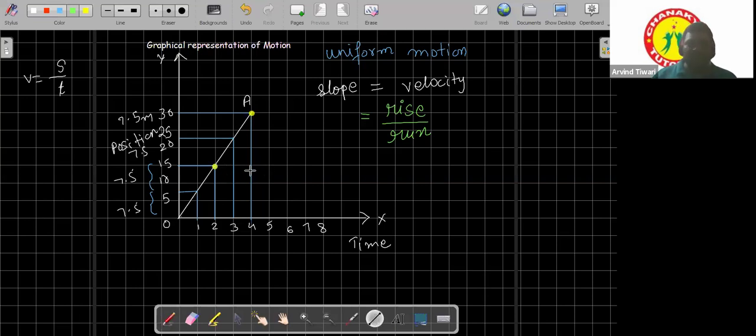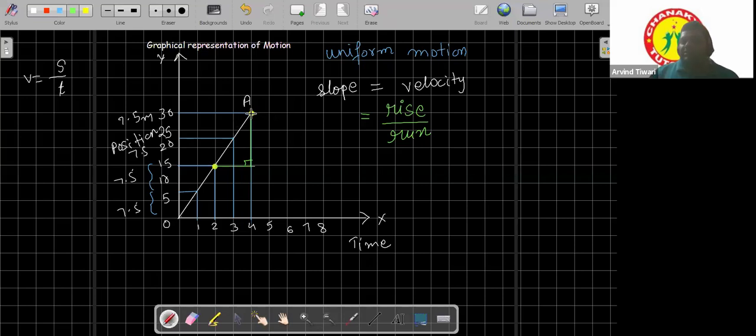So if I take these 2 points, I can complete a right angle triangle here. Okay. And with this right angle triangle, you are finding the rise over run. So see, it's like this.